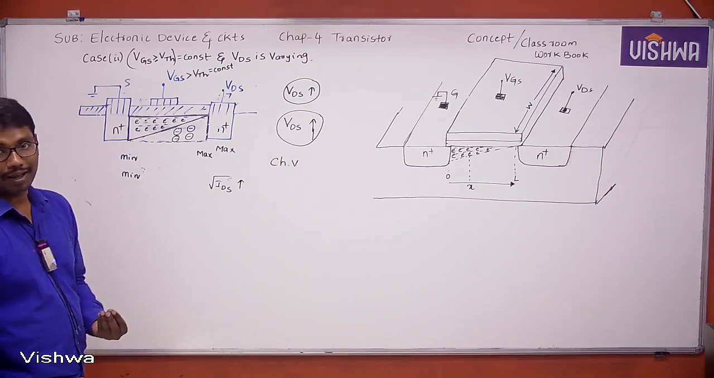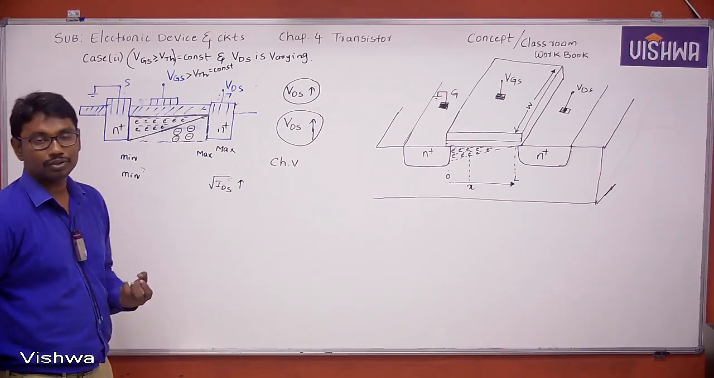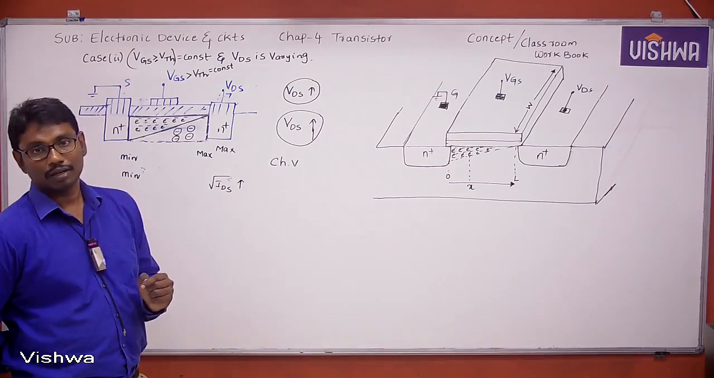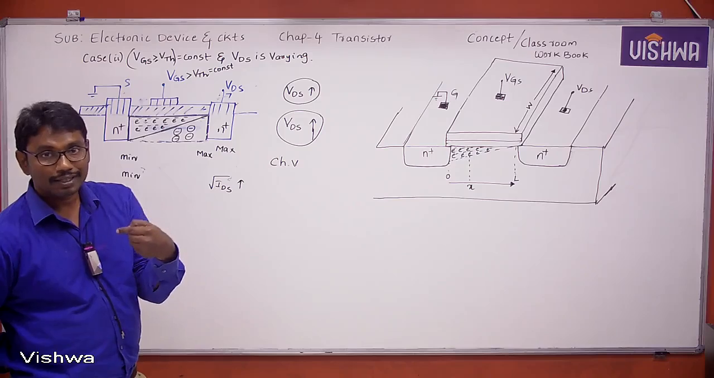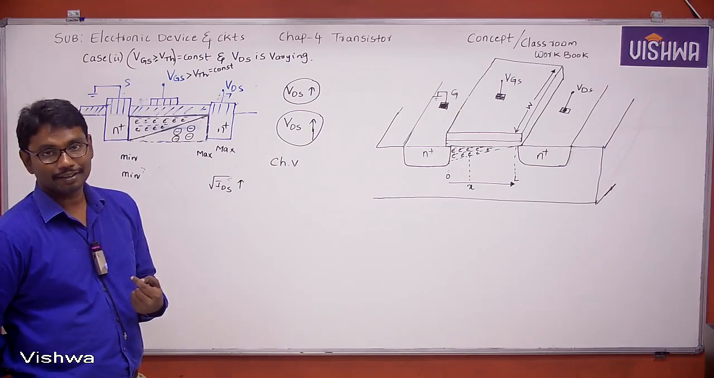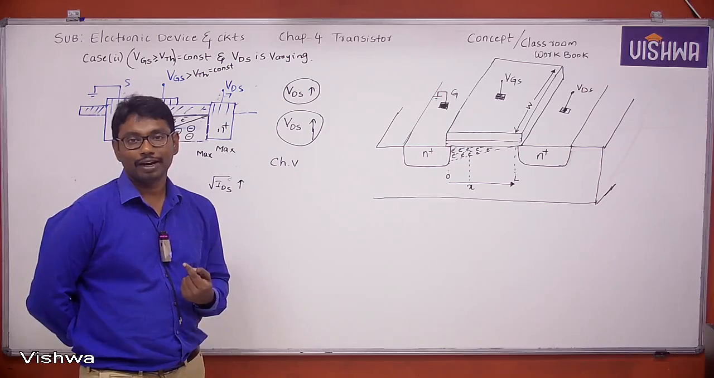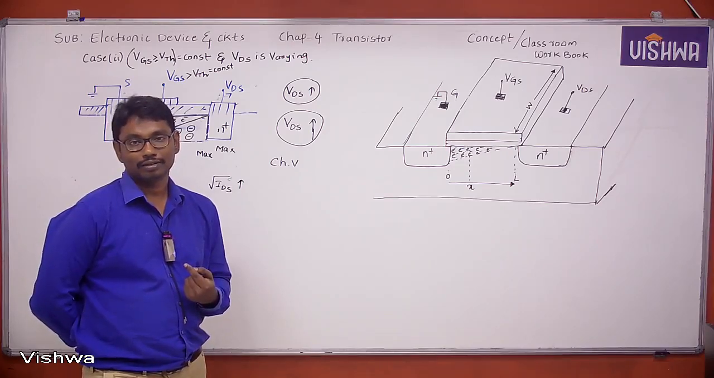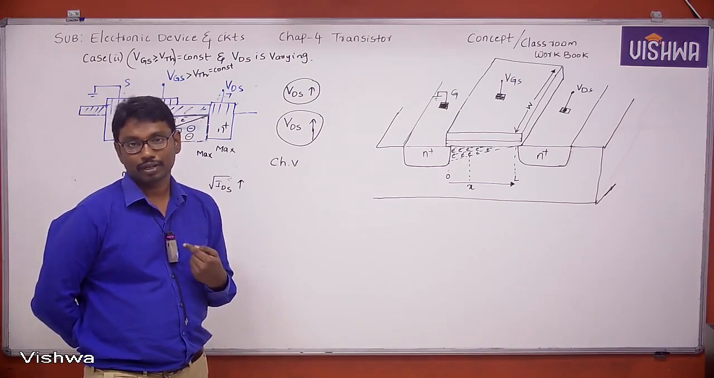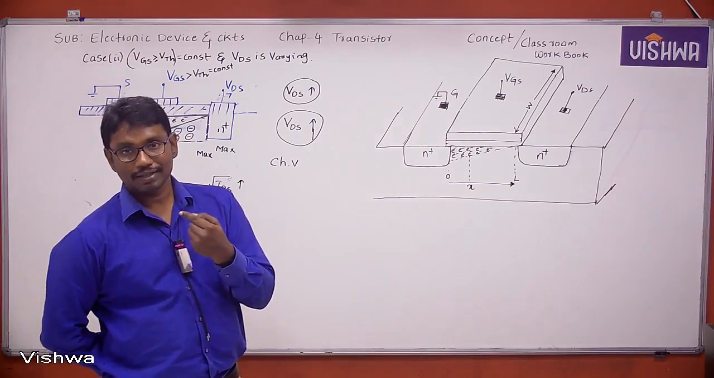This voltage is called channel voltage. Underline channel voltage. Next point: this channel voltage is maximum at the drain end and minimum at the source end. Next point: this channel voltage is used to make the channel junction reverse biased.